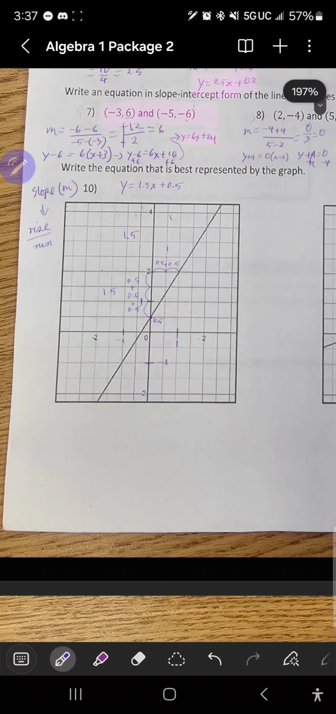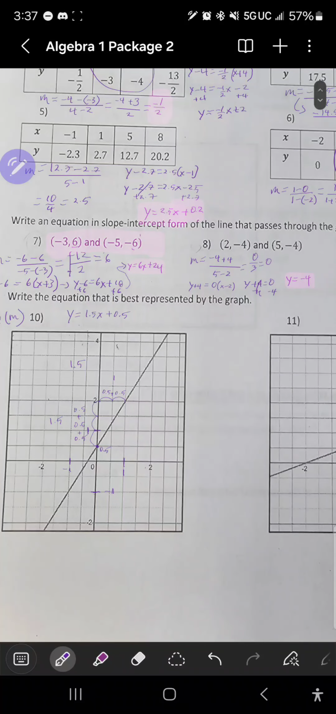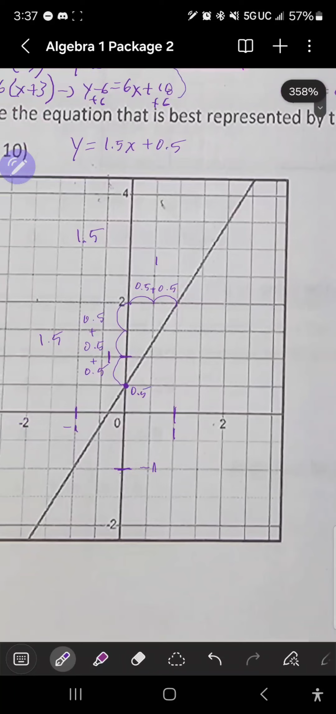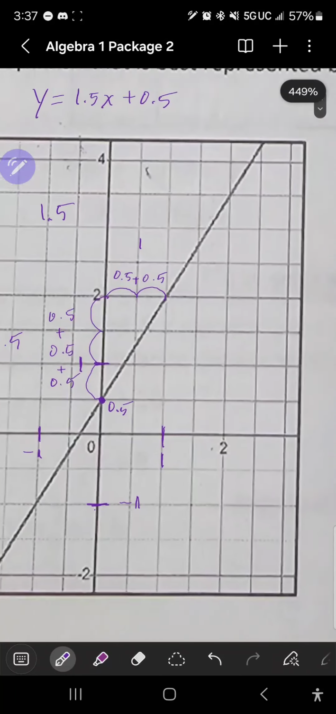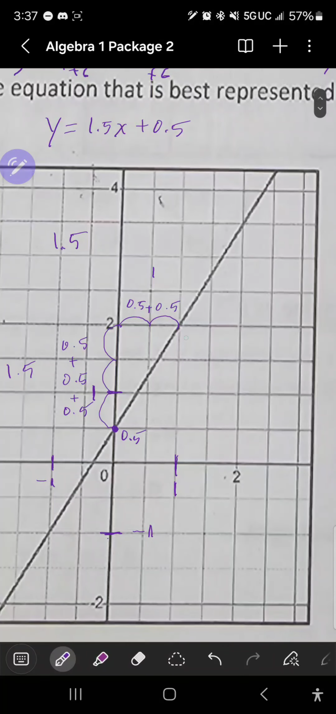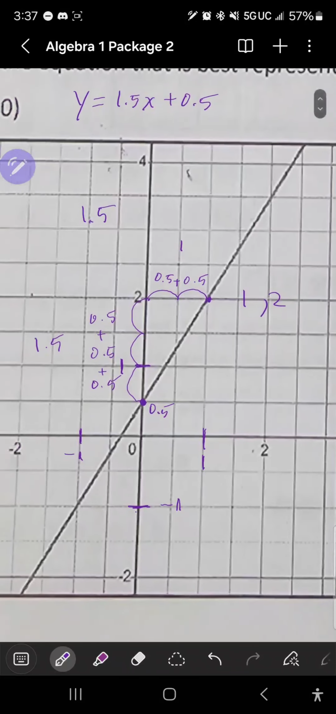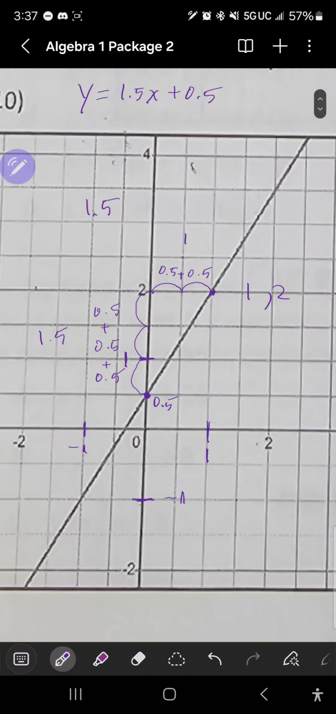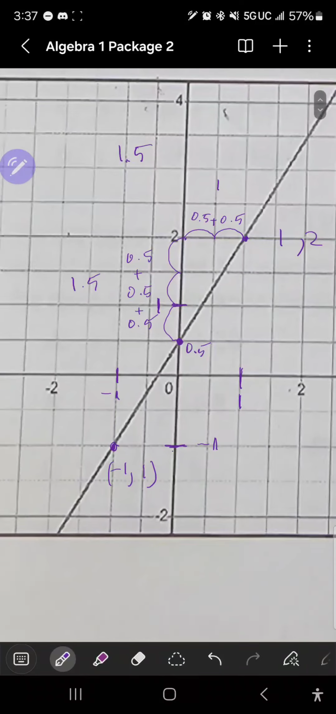Now to do this, you can always do the same as we did before, and I'm going to do it right now, just in case you don't see it this way. And I'm going to select 2 points. So this point is, it's easier to see, this point is 1 comma 2, and this point here is negative 1 comma 1, and these are the 2 points I'm going to use.